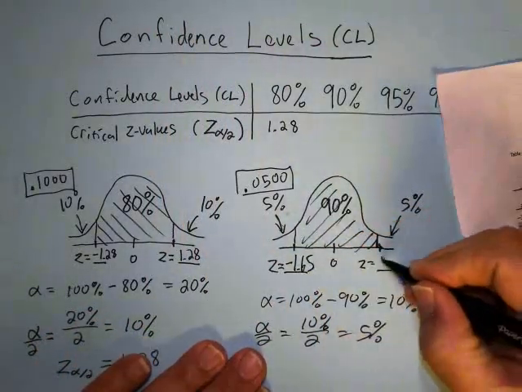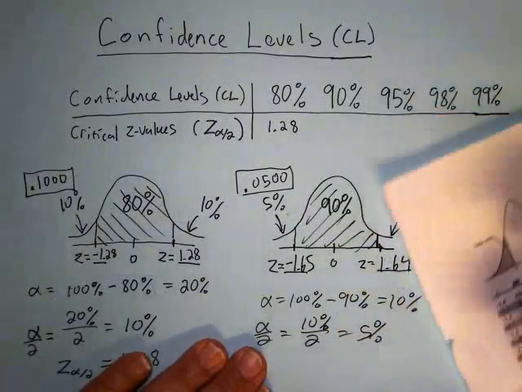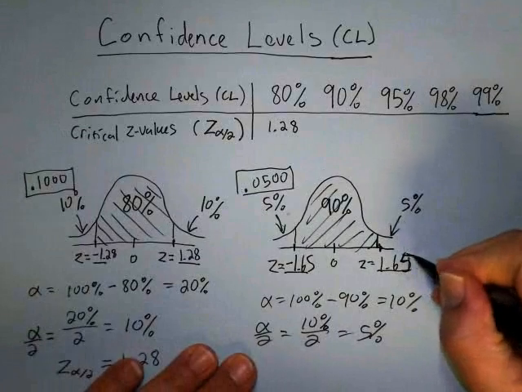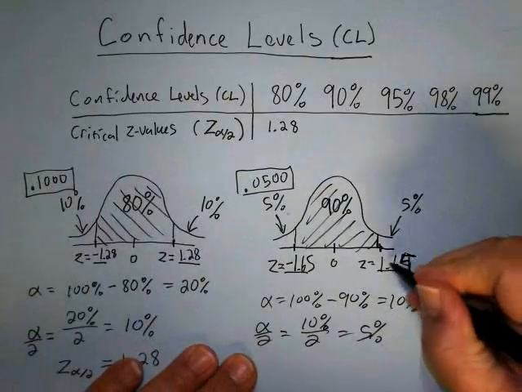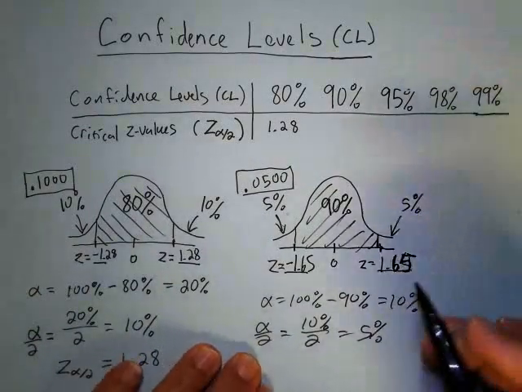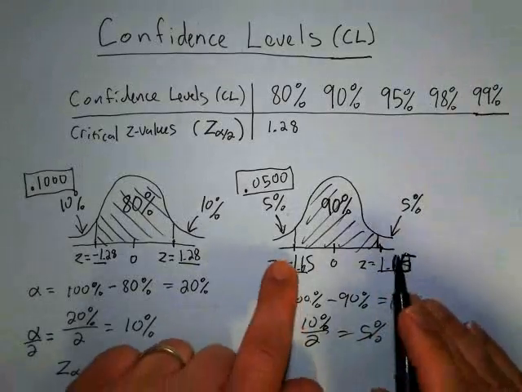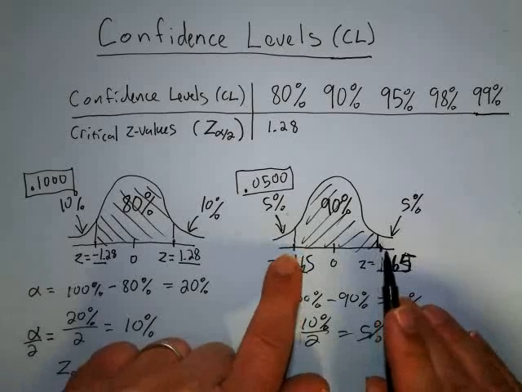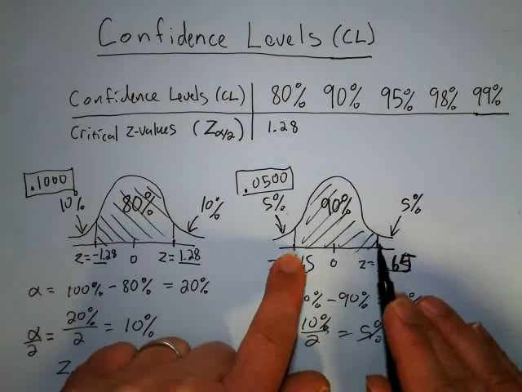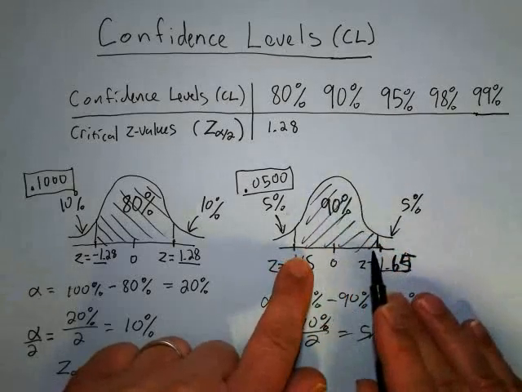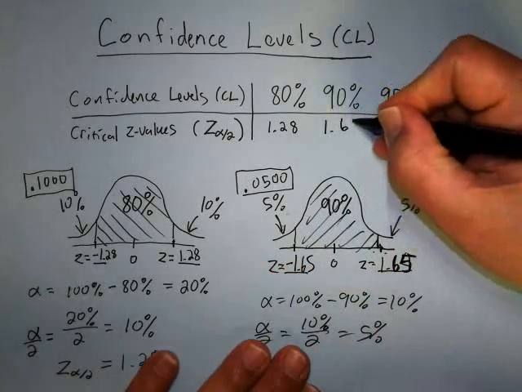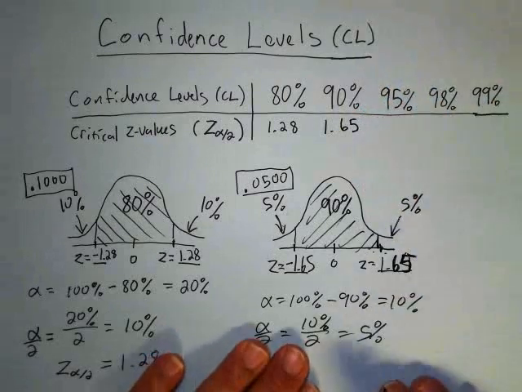It's kind of like I'm rounding up, okay? So the idea here is you're going to take the critical z value that lies further out. That's going to give you a little more area than the 90%, not a little less area than the 90%. Okay, so 1.65 is what that is.